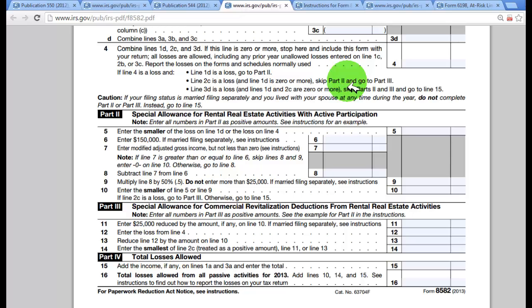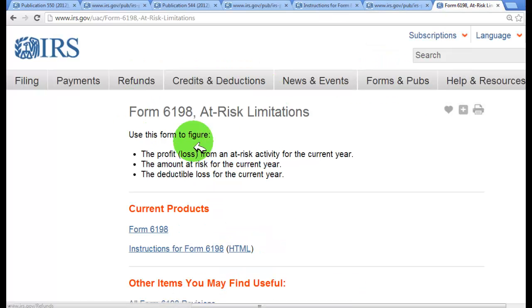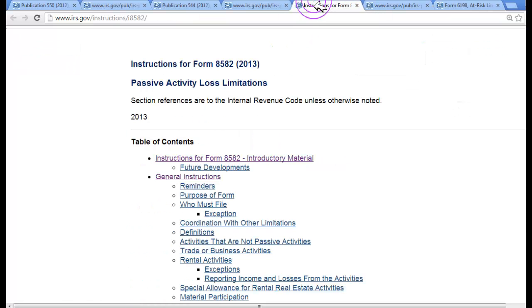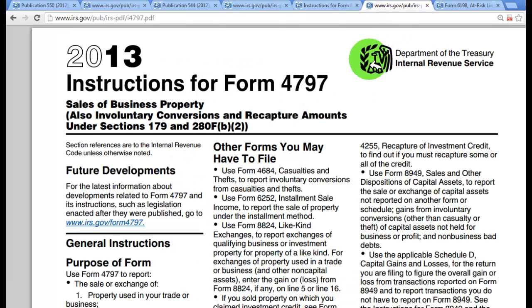And some other things to be aware about. The at-risk rules also may apply, which are discussed in Form 6198, and the instructions are located here also. But basically, if you weren't liable for the property, so if you had some sort of fancy ownership, or you were not going to be liable for the loss of the property entirely, then some of these rules may apply and affect your gain and loss calculation. And all of the instructions, the IRS has instructions for forms. The publications and instructions come in a web template where you click on all of these topics, or a PDF version for your convenient viewing.